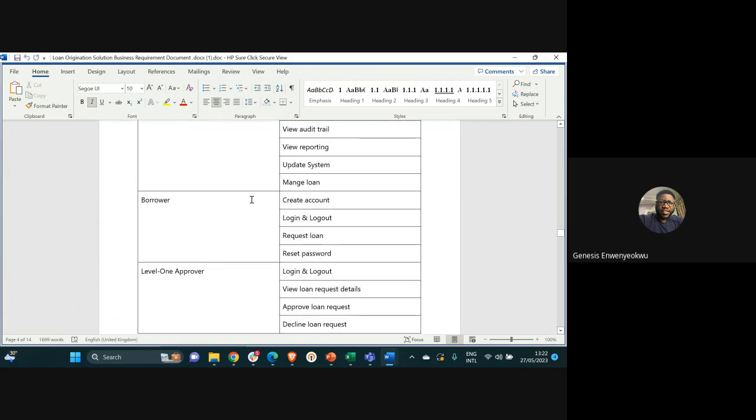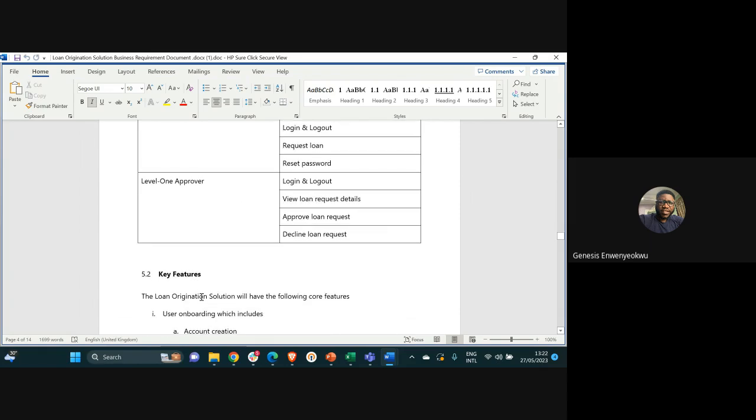Then we have the borrowers. What will be their functions? To create an account, to log in and log out, to request for a loan, to view their dashboard, and to reset a password. We have the loan approvers, who go ahead to approve the loan, review the loan, decline the loan request, and log in and log out.